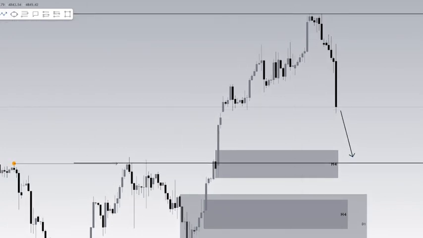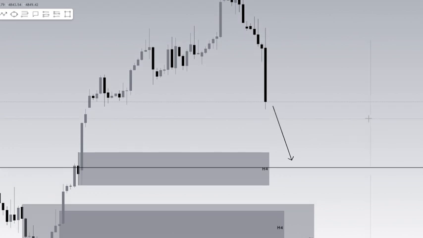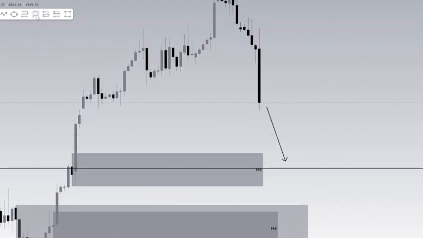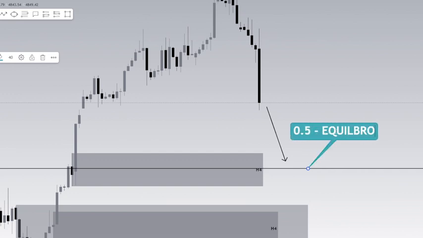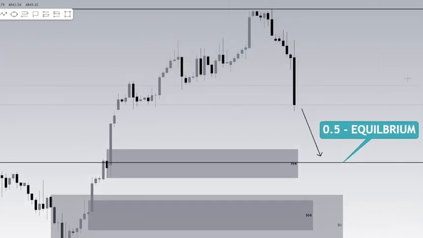Now, the reason why this is a minimum target is because this POI hovers at the equilibrium. This is at the equilibrium, right? The 0.5 level, or simply the equilibrium. Now, the equilibrium, if I can spell, the equilibrium is very simply the midpoint of the dealing range.